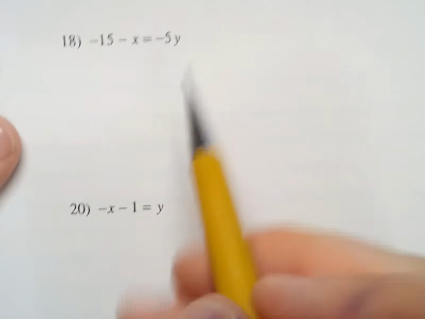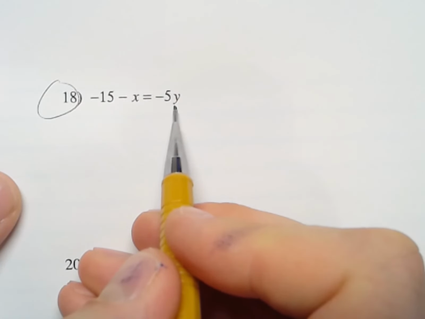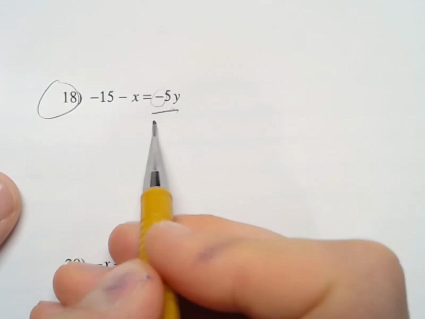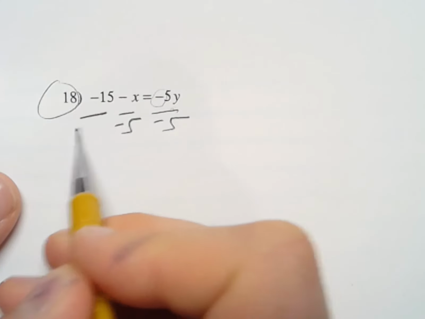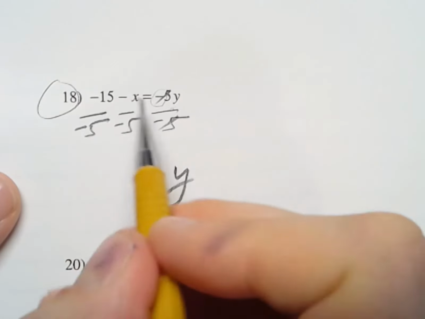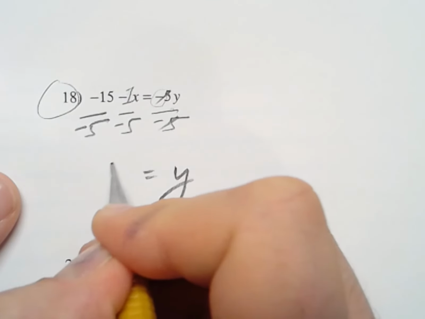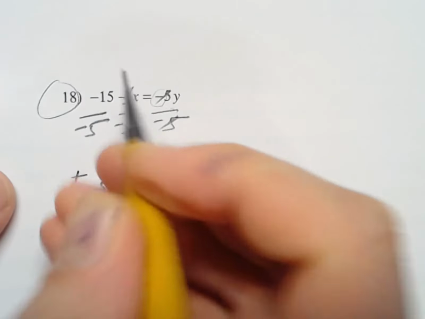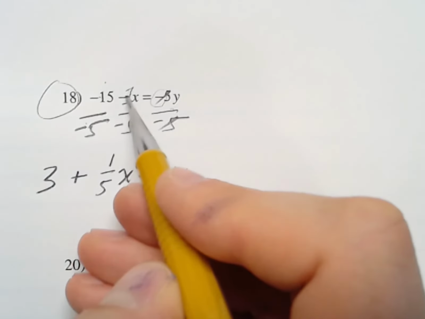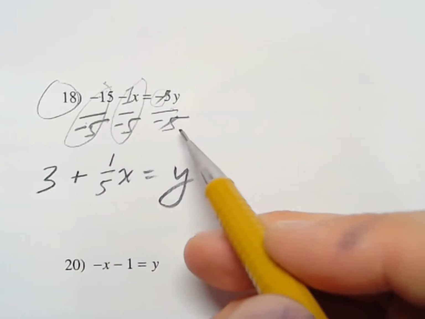Last one I'm going to do is this one right here, actually, number 18, because the y is already over here on one side of the equal sign. So all I have to do to strip off this negative 5 is just divide by minus 5. Divide everything by minus 5, and so those are going to go away, and I have y over here, and I have a negative 1 divided by a negative 5, so this is just going to be a positive 1/5 x, and negative 15 divided by negative 5 is a positive 3, and that becomes a positive, so this is going to give me positive 3 and a positive 1/5 x and a positive y.